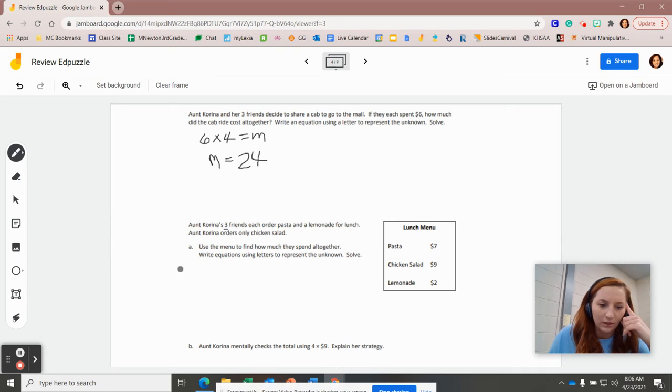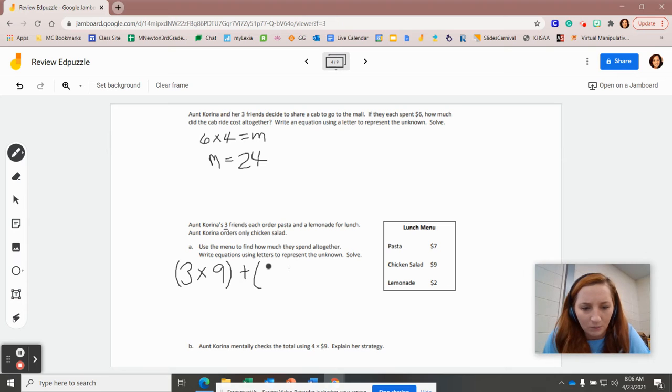So we know that we would write 3 times 9, and we can put that in parentheses because we've got to add Aunt Karina's lunch in there too. And we'll make a whole different multiplication problem over here. It says Aunt Karina orders only chicken salad. Well, there's just one of Aunt Karina, so it would be 1 times, let's find out how much chicken salad costs, $9.